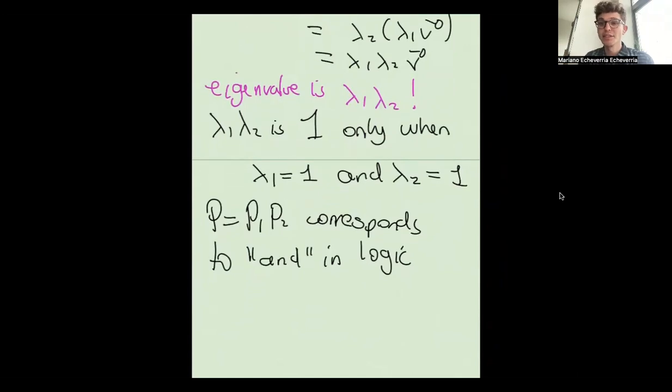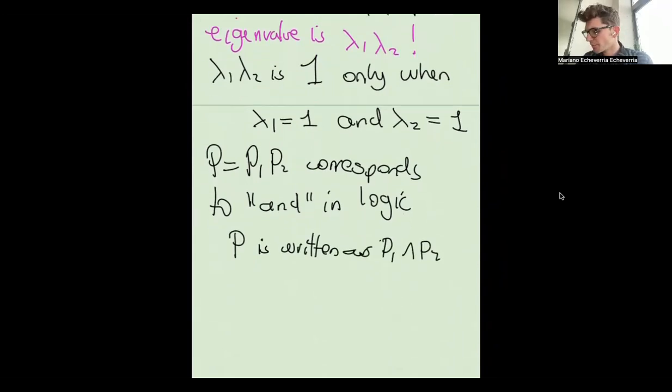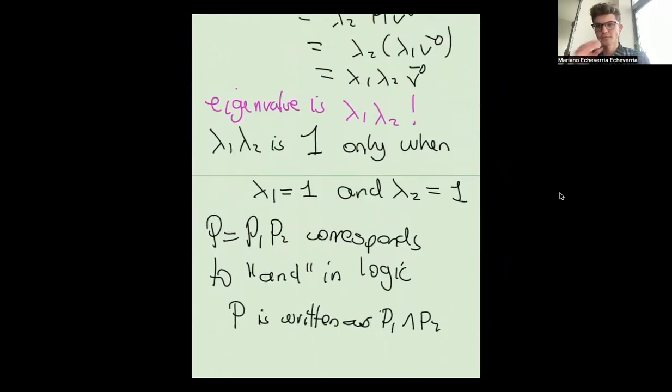And so that's why sometimes this is written as P1 wedge P2, because in logic this is the symbol for and. Okay, if that makes sense. Is that clear? Again, that's a symbol in logic for and.